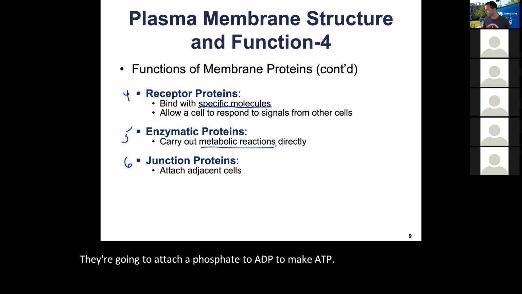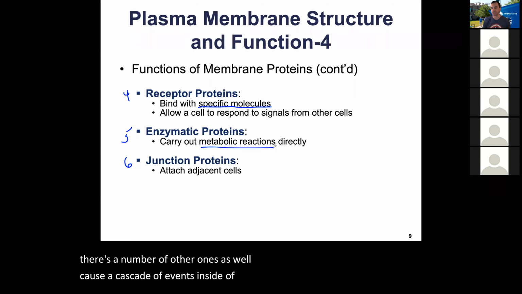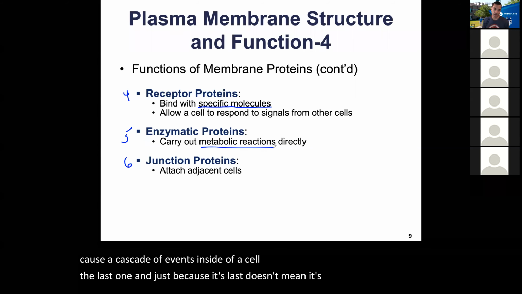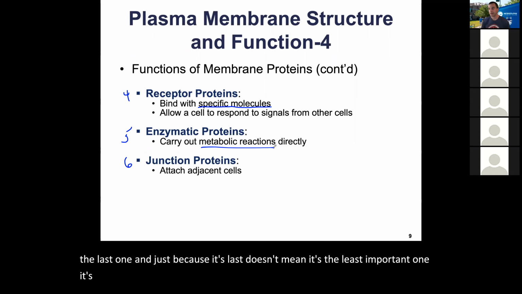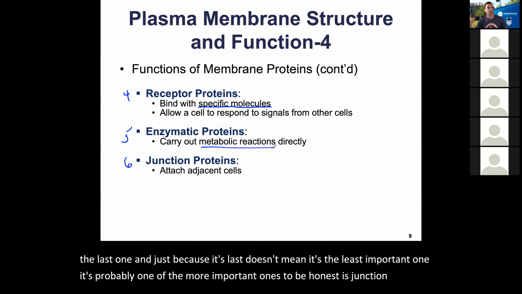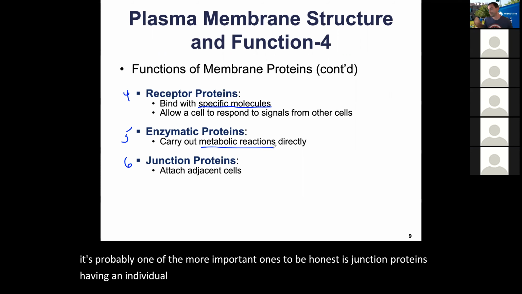The last one, and just because it's last doesn't mean it's the least important one, it's probably one of the more important ones, to be honest, is junction proteins. Having an individual cell is awesome and fantastic. I need cells to stick together so I can make tissues. I need tissues so I can have organs. I need organs so I can have an organ system and I can be me, right?